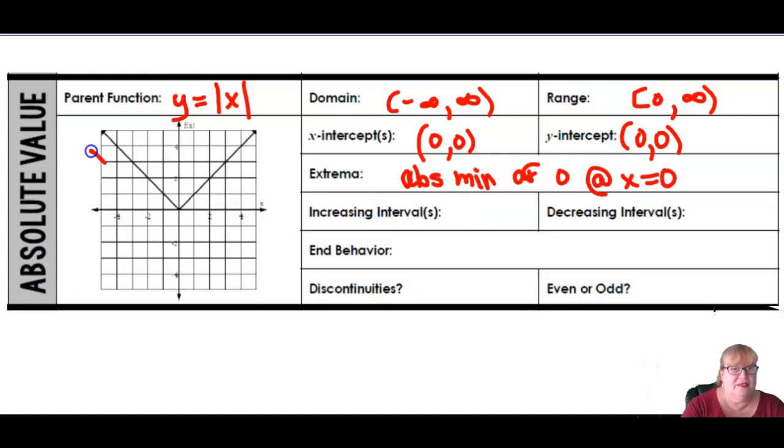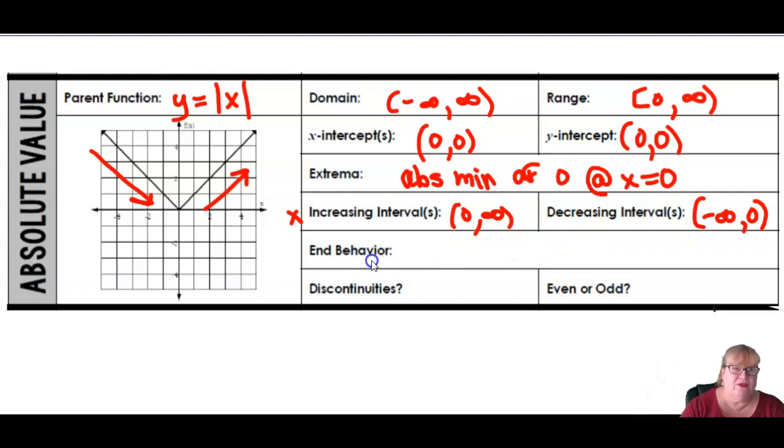It is decreasing as we go left to right, and then increasing. So decreasing, and then on the right side, increasing. Remember, these are x intervals. So the x causes the y. As x gets closer to 0, it is decreasing. The y values are decreasing here.